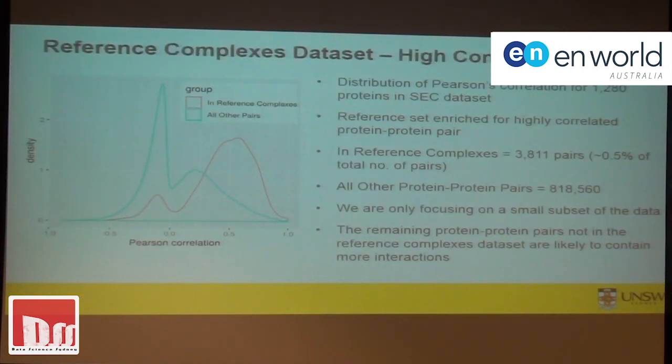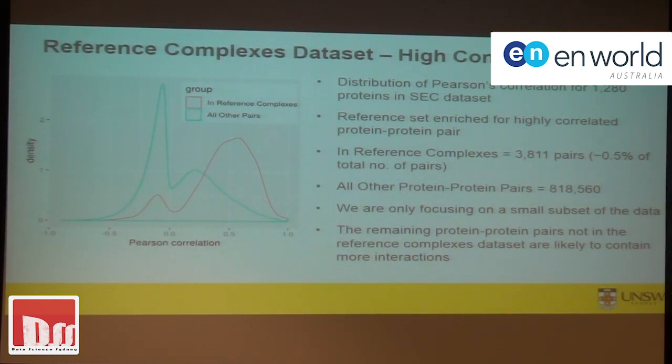So let's give a first glance at our data. We took our SEC dataset and we calculated the correlation score between every pair of proteins, and we separated it into 2 groups. One is pairs of proteins that are known in the reference protein complexes, and the second set is the pairs of proteins that are not in reference protein complexes. And if we plot the density of the 2 sets, this is what you see. Those in reference complexes have high correlation scores, meaning that there's an enrichment for strong interactions.